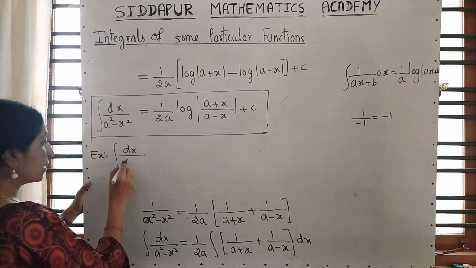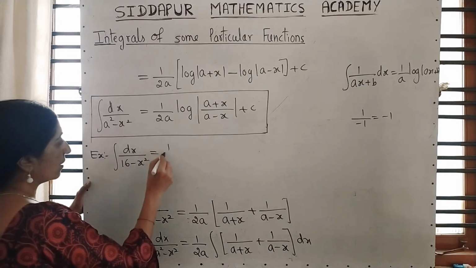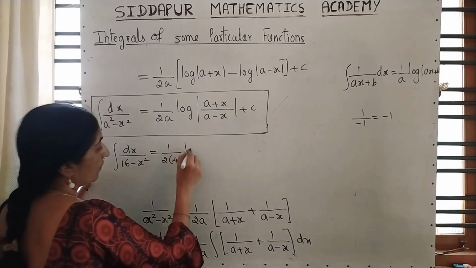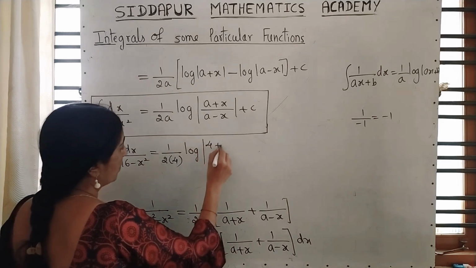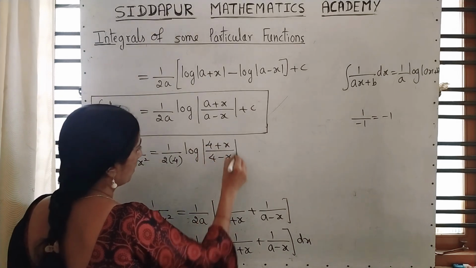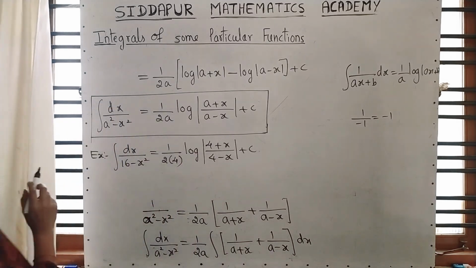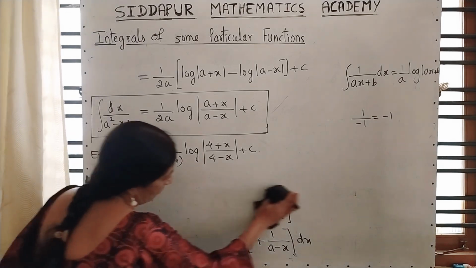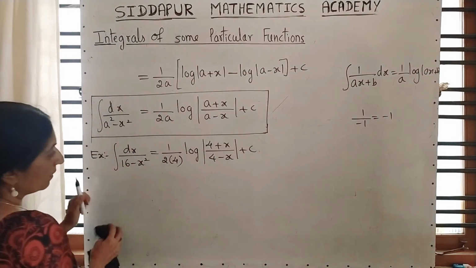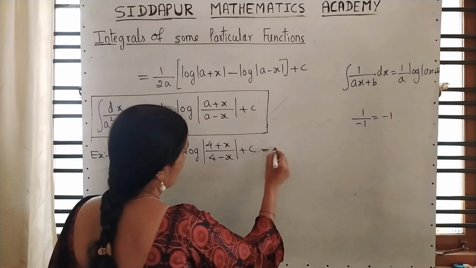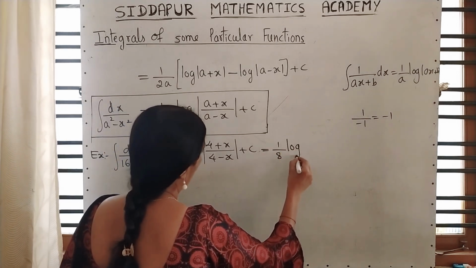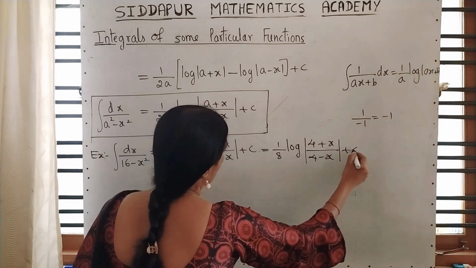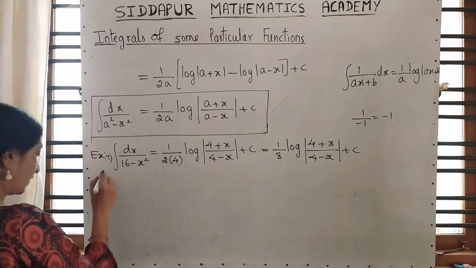dx upon, if it is 16 minus x square, how do you write it? 1 upon 2 into 4 because 16 is 4 square. Log of 4 plus x upon 4 minus x plus c. And see the observation: it is x square and a number. There is no x term. Understood? So the final answer is 1 upon 8 log of 4 plus x upon 4 minus x plus c. Next, this is the first example, now the second one.